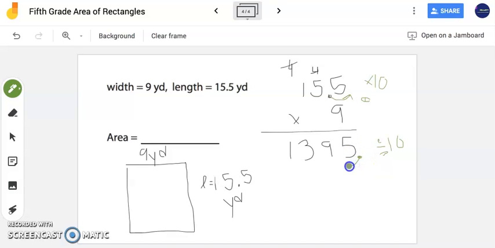Now I see this whole number with a decimal point at the end. When I divide by 10, I'm moving my decimal point one place to the left, giving me a final answer of 139 and 5/10 square yards. Because we are dealing with area, we have square yards. And therefore, that is the final answer to my problem.